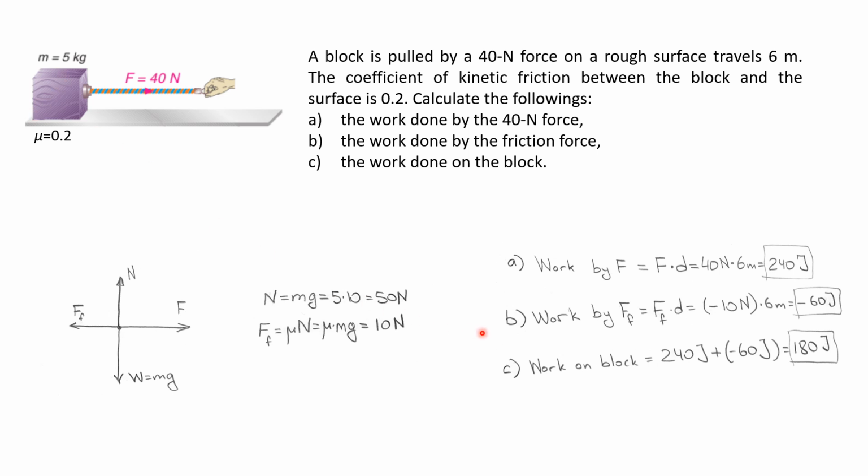Well, now the last part is work done on the block. So that means what is the net work done on the block? Well, so 240 joules is done by the external force, and we take out the 60 joules or add negative 60 joules, and work done on the block comes out to be 180 joules. And this is the answer for all the questions, and that's the end of the problem.